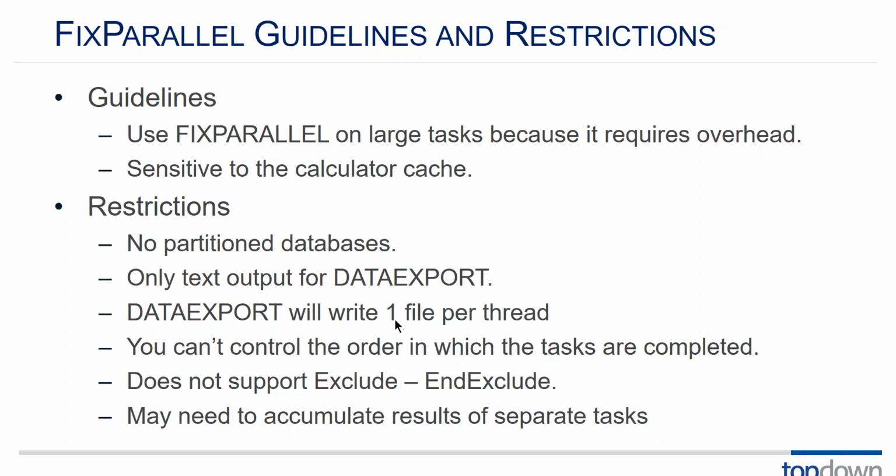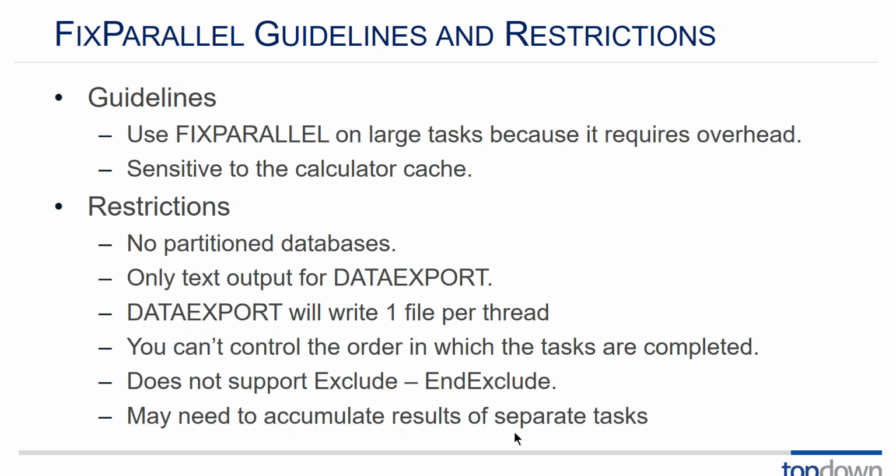When we use data export, it'll write one file per thread, which can be bad if you forget that you've got multiple files and don't address importing them all. Or it can be good if that makes it easier to use parallel import and makes it that much faster to import as well. You can't control the order in which the tasks are completed, so if you have dependent tasks, you may find that calc parallel is not a good choice.